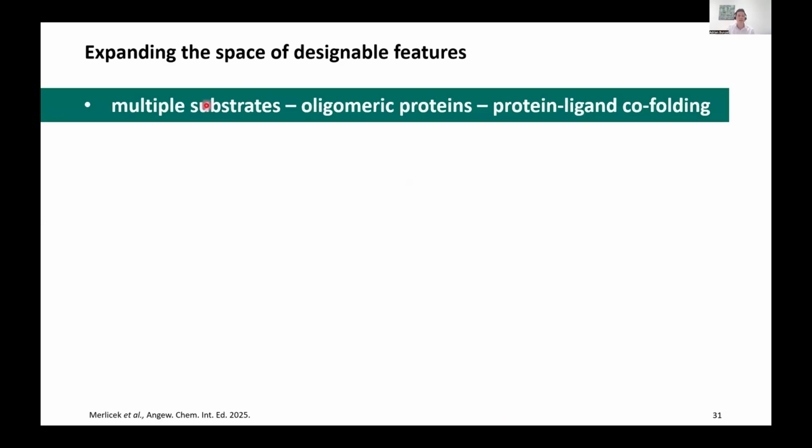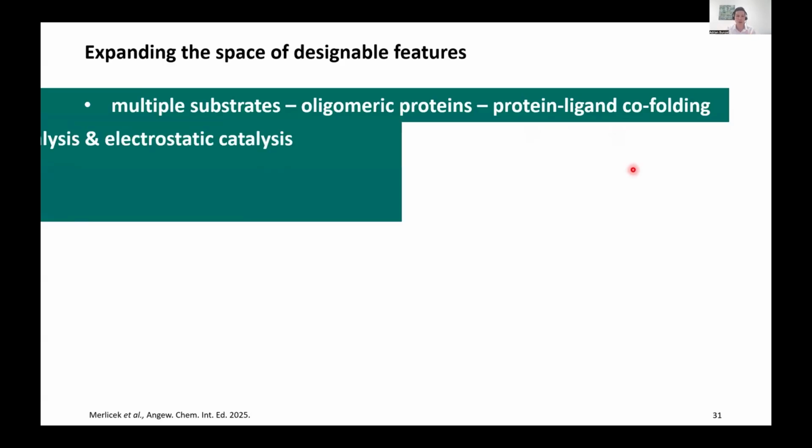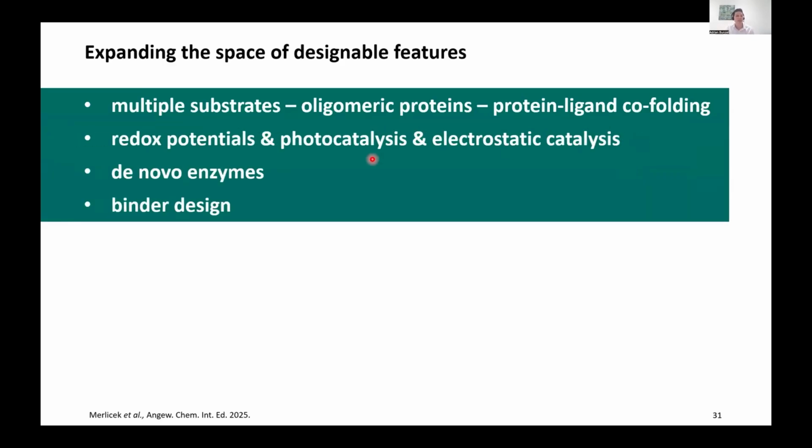I've talked today a little bit about how AI.zymes 2.0 can now handle multiple substrates, oligomeric proteins, do protein ligand co-folding. We in the group are very interested in also designing more redox active proteins. So looking into redox potential, photocatalysis, and electrostatic catalysis is something that we are actively working with, in addition to now delving into de novo enzyme design and trying to combine AI.zymes with these other de novo design engines.